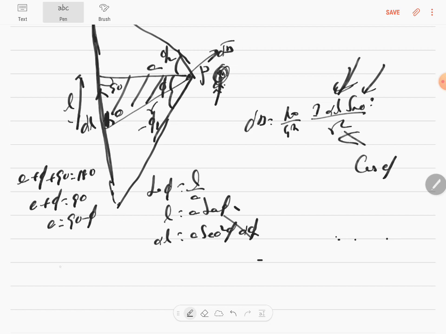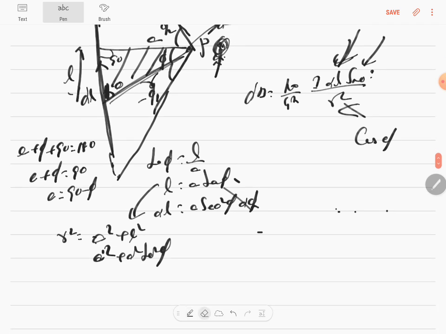From this again right angle triangle, you know r square, which is the hypotenuse here, will be equal to A square plus L square. And you know L itself is A tan phi. So A square plus A square tan square phi, which will be A square common into secant square phi. Therefore, you know what is r square.